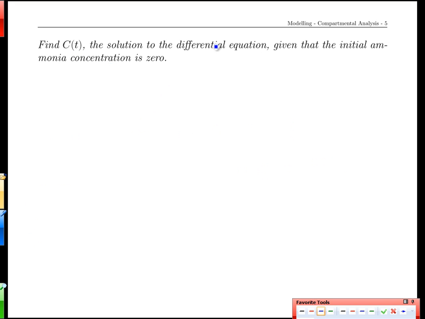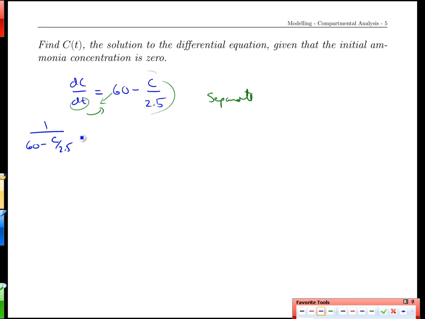Let's go now and actually find the full solution. We'll take a look at that. Our differential equation was dc dt equals 60 minus c over 2.5. So we separate. And pretty much the whole thing has to come down to the other side. There's not much we can do about that. We'll take the dt up, and we'll end up with 1 over 60 minus c over 2.5 dc is equal to dt. Then, of course, we integrate.